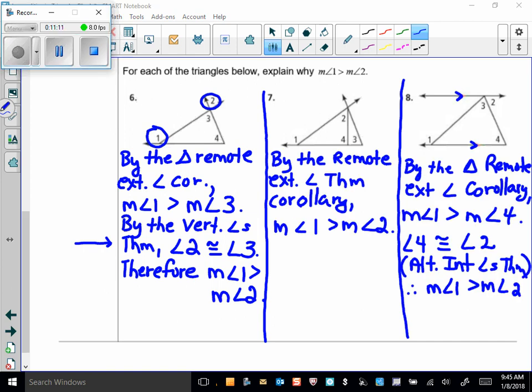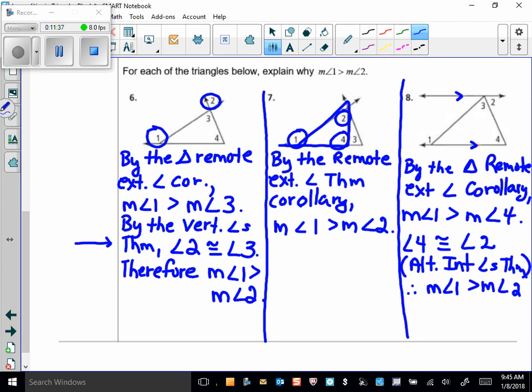Okay, so on number 7 here, all we have to do is apply the corollary, right? Because I've got this triangle right here. Angle 1 is a remote exterior angle, so by that corollary we learned today, I know that the measure of angle 1 is greater than the measure of angle 2 and greater than the measure of angle 4, so I don't even have to apply any logic there. Okay, how about number 8?